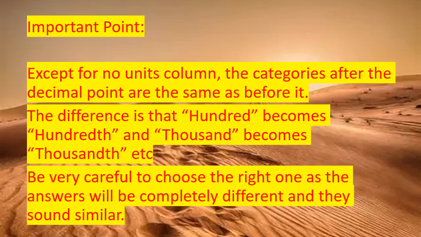So except for the fact that there's no unit column, the categories after the decimal point are the same as before, but the difference is that 100 becomes hundredth with the th on the end, thousand becomes thousandth with the th, etc. You have to be very careful to choose the right one, as the answer for 100 compared with the answer for hundredth with the th will be completely different, and they sound fairly similar.